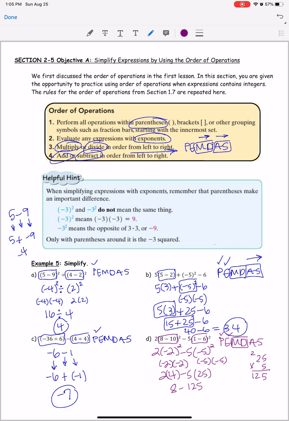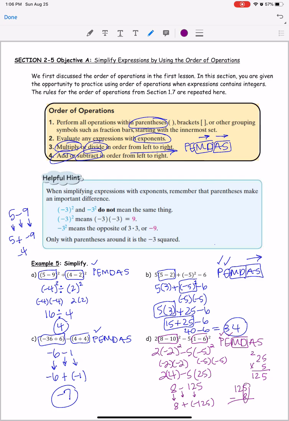So either subtract or change this to addition. So keep the first number, 8. Change the subtraction to addition, and flip this sign. Positive 125 turns into a negative 125. So now we have opposite signs. Opposite signs mean to subtract. So I've got 125 minus 8.